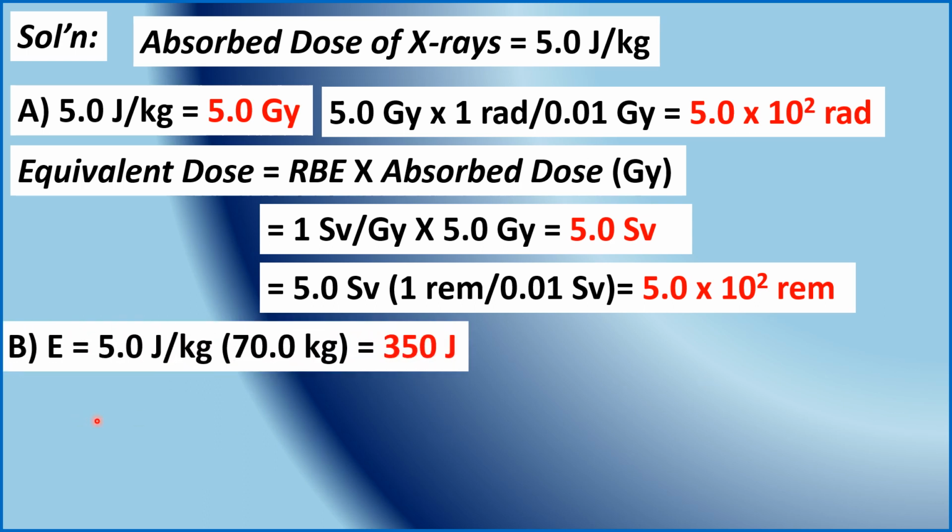For question letter B, we are asked to find the total energy absorbed by a 70.0 kilogram person, given this dose. So what we do is take 5.0 joules per kilogram, that's the absorbed dose, and multiply it by the mass of the person, which is 70.0 kilogram. Kilogram cancels out, and we have the total energy absorbed by the person equal to 350 joules.